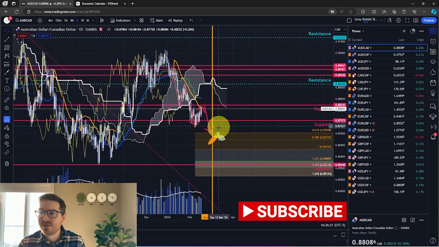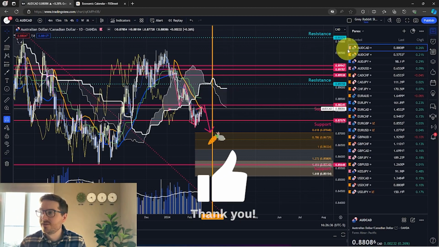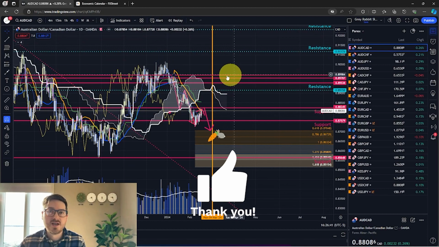Yeah, guys, so keep an eye on that, because look, we had an ABC correction here, and now this is wave 1, 2, and now we're going to be starting wave 3 hopefully. And we've got a really nice strong Kumo cloud structure here. So I'm really liking the way this one's setting up. That's AUD CAD, so keep an eye on that.